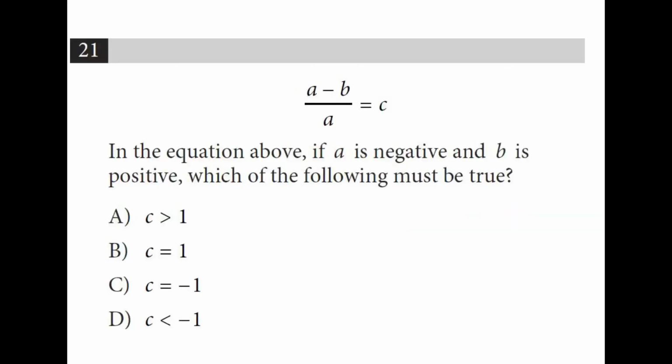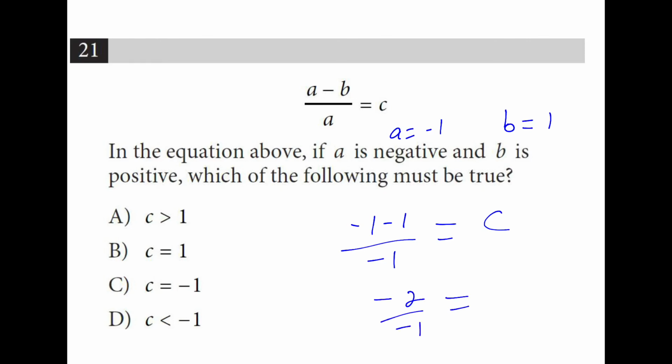In the equation above, if a is negative and b is positive, which of the following must be true? So for a, I'm going to pick something small like -1. And for b, I'm going to pick something small like, how about +1? So I have -1 minus 1 all over -1 is equal to c. So this is -2 divided by -1. The answer is 2. So it's not this or this. That doesn't work. It has to be a.